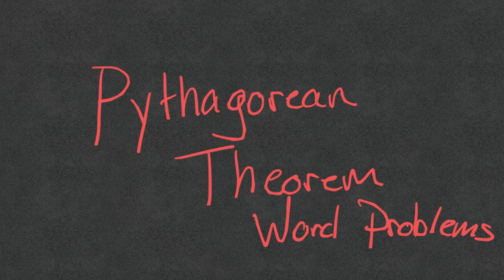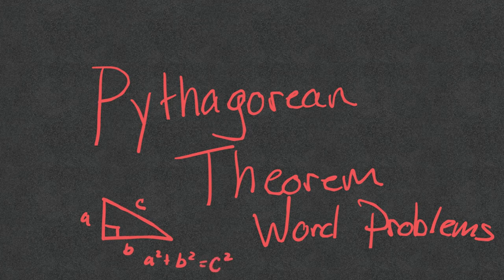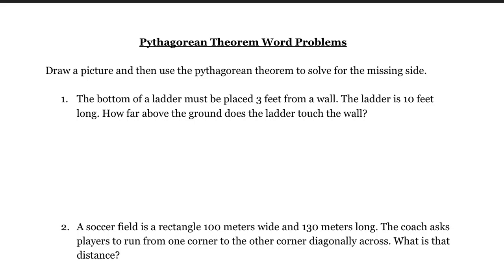Today we're going to go over the Pythagorean theorem and word problems with it. Looking at this first problem here, we need to draw a picture and then use the Pythagorean theorem to solve for the missing side.